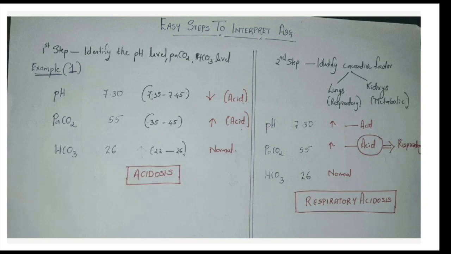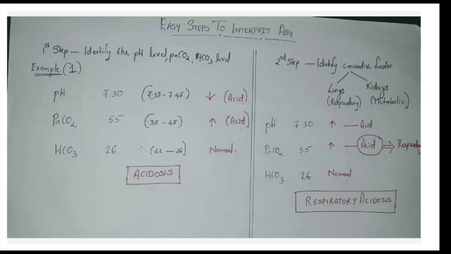That was the first step, that is identifying the pH level, PCO2 level and bicarbonate level. The second step is to find out what is the actual causative factor for this acidosis, whether it is lungs or whether it is kidney. If it is lung, we say it is respiratory, and if it is kidney, we'll say it is metabolic.